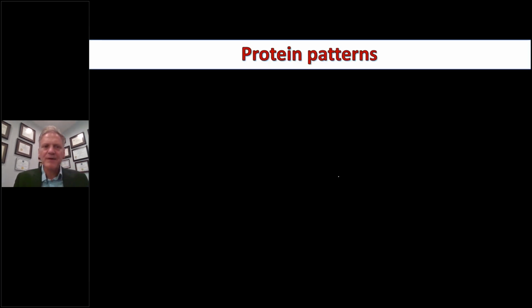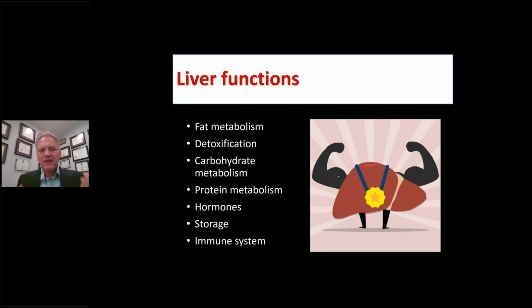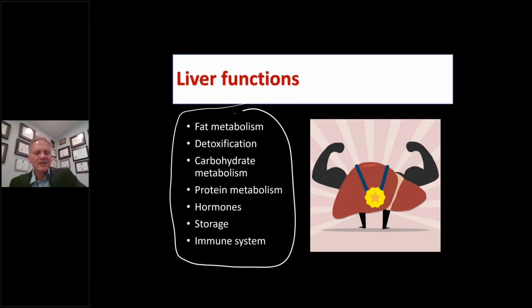Okay, so let's talk about protein patterns. Remember, the liver does a lot of things: fat metabolism, detoxification, carbohydrate metabolism, hormones, storage, immune system. But perhaps the physiologists tell us the most important thing the liver does is protein metabolism. If you can't make proteins on a continual basis from the liver, you can't live over 2 or 3 days. So there's this chronic thing that happens, constant, I should say. Your bones and ligaments and tissues and cells, they're all made of protein.